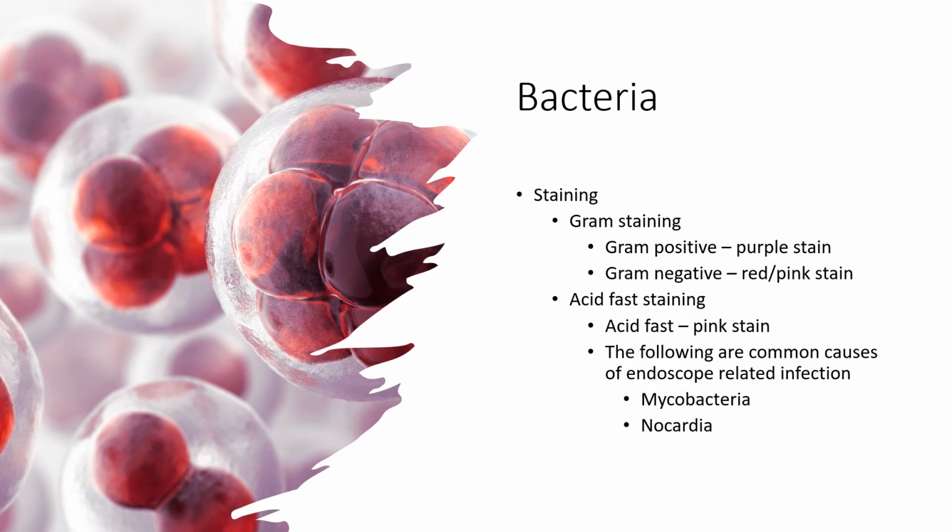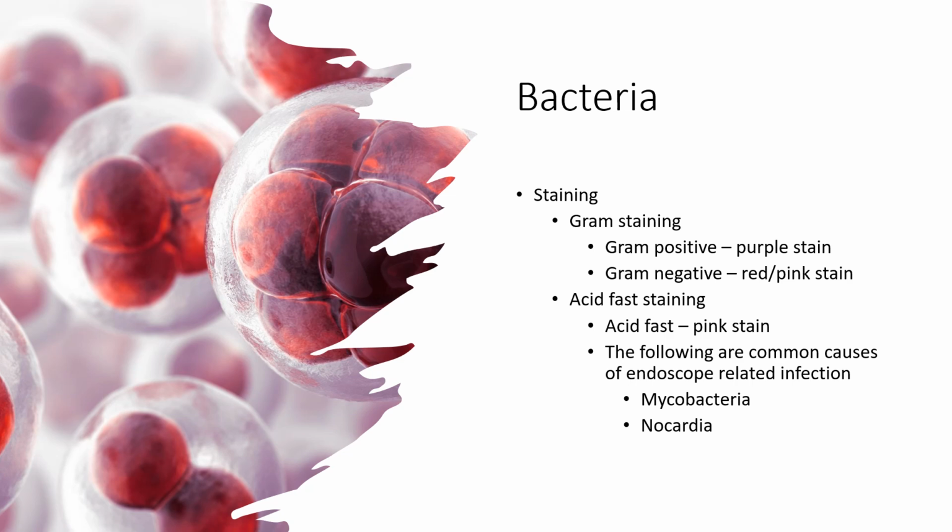All right, so how do we detect bacteria? Well, we do it through a couple of different ways. So we have different types of staining. The most popular is a gram staining. If we have a gram-positive type of bacteria, it is going to show a purple stain, and gram-negative is a red or a pink. We also have acid-fast staining.